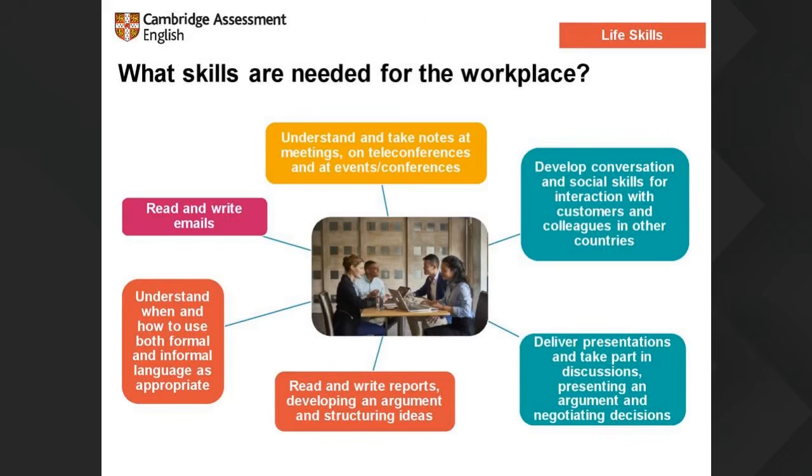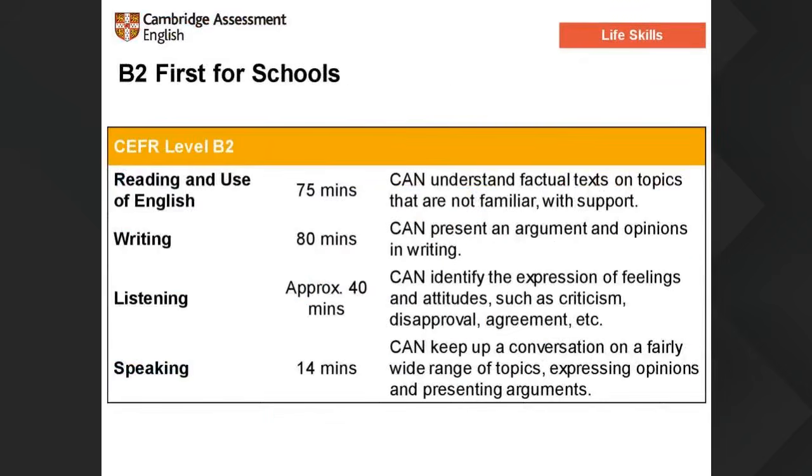But at B2, this differentiation between more formal and informal vocabulary, structures, expressions, does start to become more important, depending on what context they are speaking or writing in. So we're going through in an unconventional order, I think, not the order we have here.